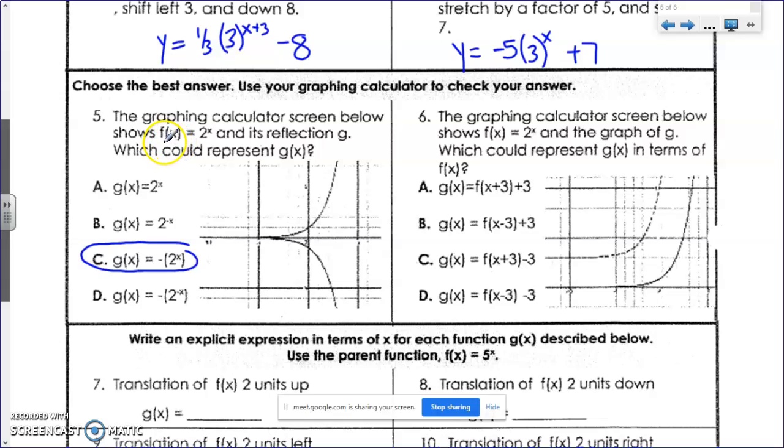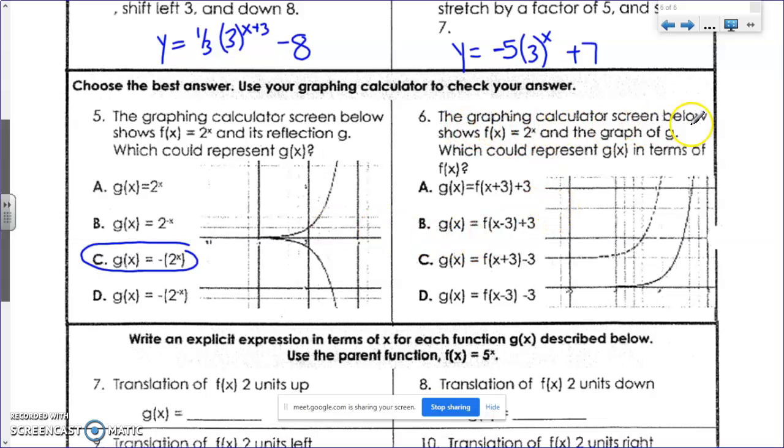Okay. The screen below shows the f of x. So this is f of x. What could represent g of x? So what's happening between this graph and this graph? What's happening? Did it get bigger? Huh? It's reflected, right? So what makes it reflect? The A. So this wouldn't be and this wouldn't be because it has a negative x. And we haven't talked about a negative x, so that's not going to be part of what we do.